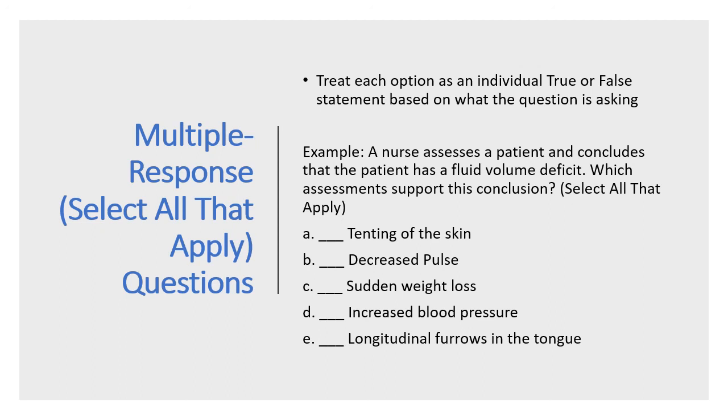B is incorrect because the opposite would be true. The pulse increases to compensate for hypovolemia. D is also incorrect and the opposite would be true. Blood pressure decreases because of the decreased intravascular fluid volume.